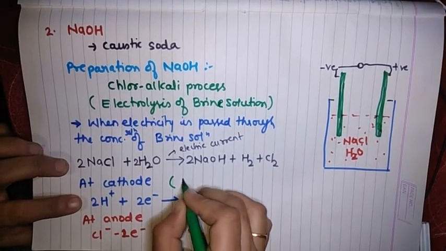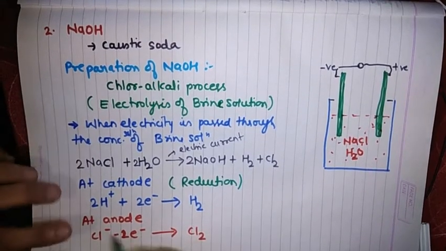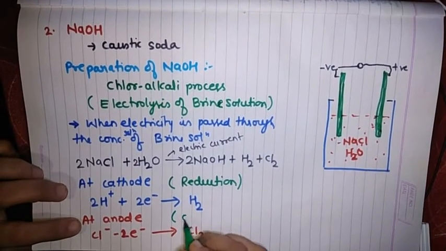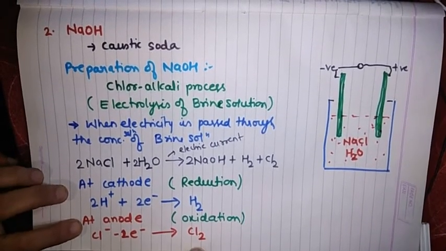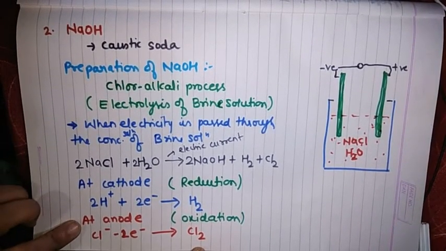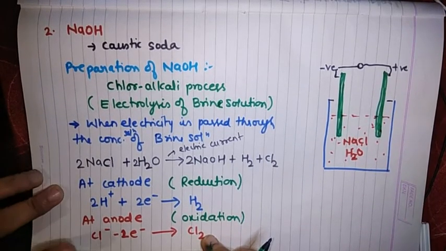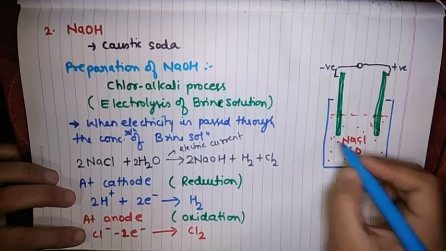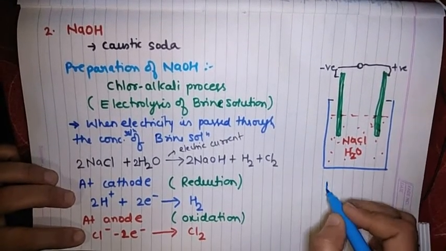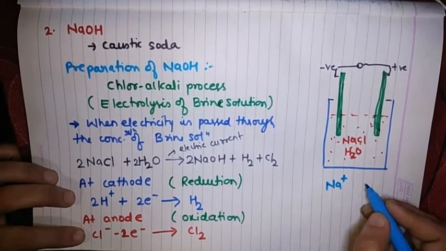So you can see that reduction is happening over here, and at the anode you will be getting the oxidation. Why? There is a loss of electrons taking place at the anode, and you will be getting the hydrogen and chloride ions. Now from where have we got this hydrogen and chloride ion? We can see this Na will become Na plus, Cl will become Cl minus.